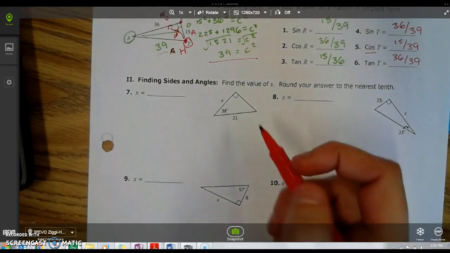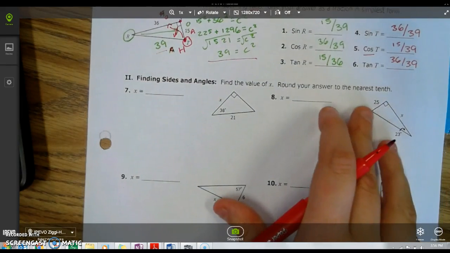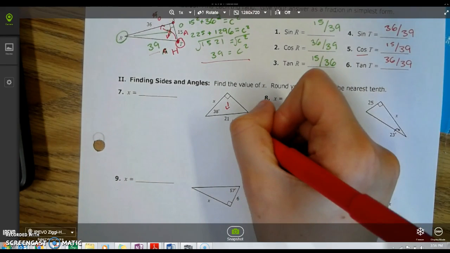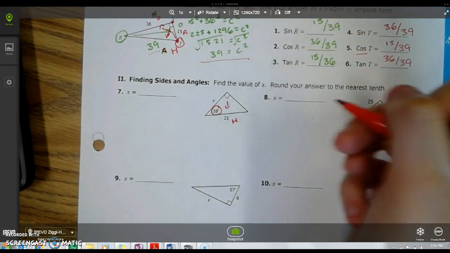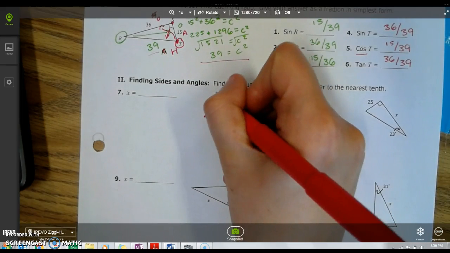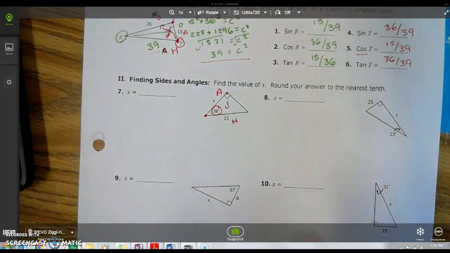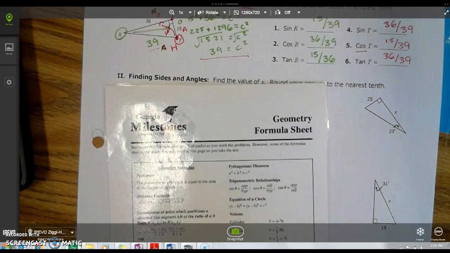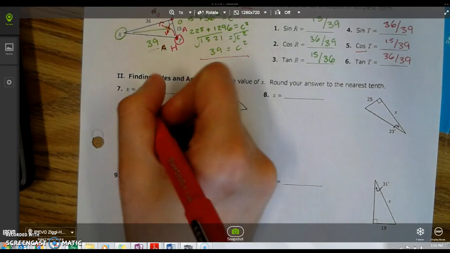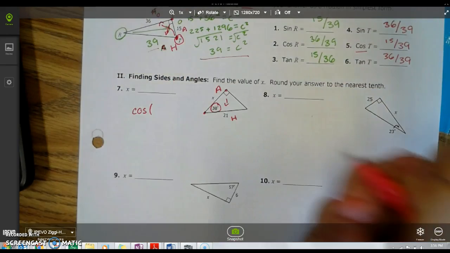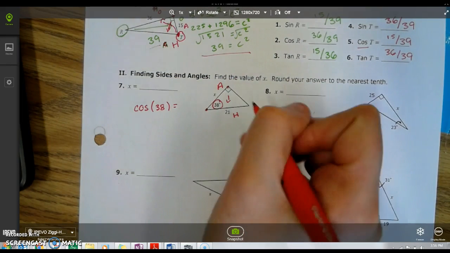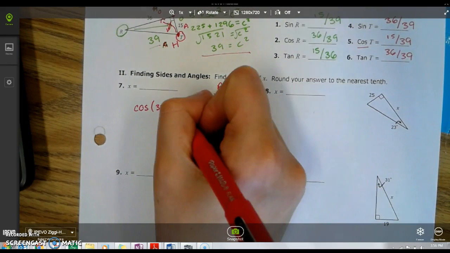Now on these bottom problems, I need to start by finding out whether it's sine, cosine, or tangent. Number 7, this is the hypotenuse. There's my angle. In between is A. So I have A and H. A and H is cosine. Right? 5 degrees go inside there. Adjacent over hypotenuse.